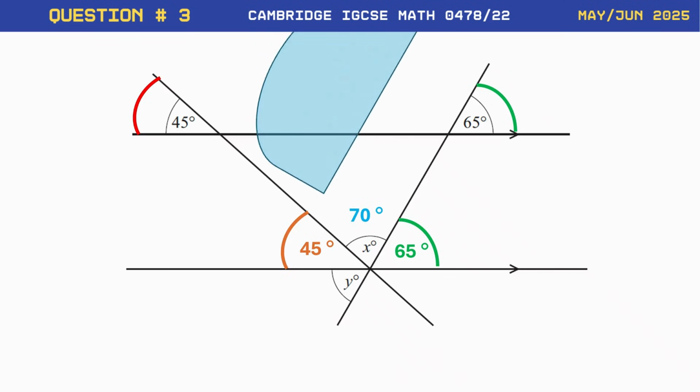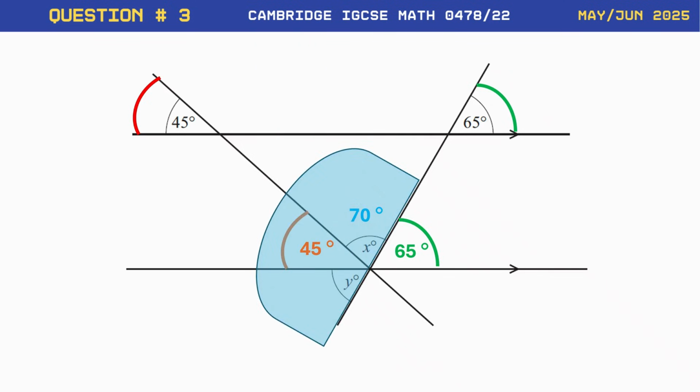Now it's time to find y. Again, we have the same situation of a straight line, so the angles highlighted measuring y degrees, 45 degrees and 70 degrees will add up to exactly 180 degrees. So our equation will be y plus 45 plus 70 equals 180 degrees. Solving the equation gives a result of y equal to 65 degrees.